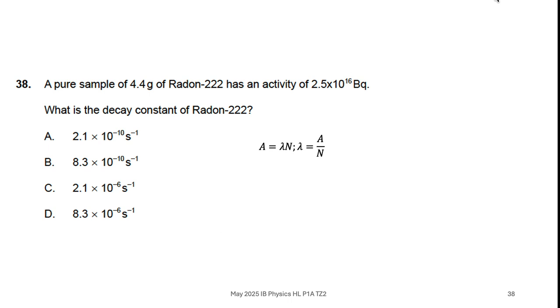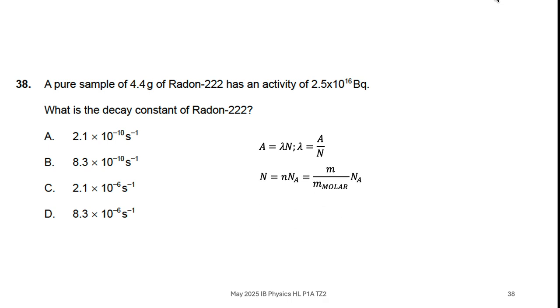Let's look at what we know here. We know the relationships between our decay constant and our number of particles. The activity is related to the number of particles by lambda times N. In other words, if I know lambda and know N, I can multiply them together to get our activity. In this case, we want to know the decay constant. That's our probability of decay per unit time. That's just the ratio of activity to the number of particles that we have here.